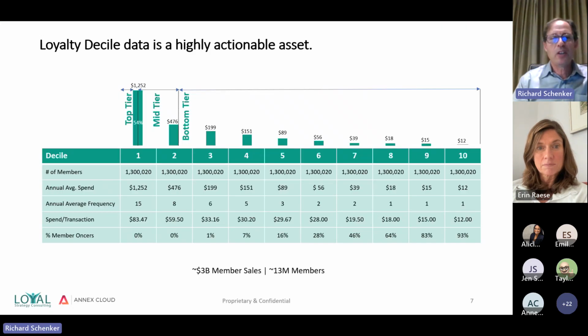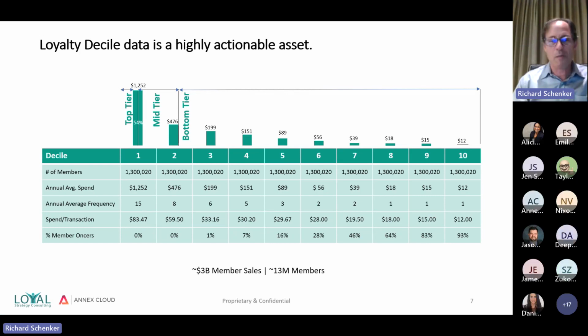So in its simplest terms, let me orient you to what loyalty decile data is. There are a lot of numbers on here. There are a lot of fields on here. There could be a lot more. We just tried to make this really simple.